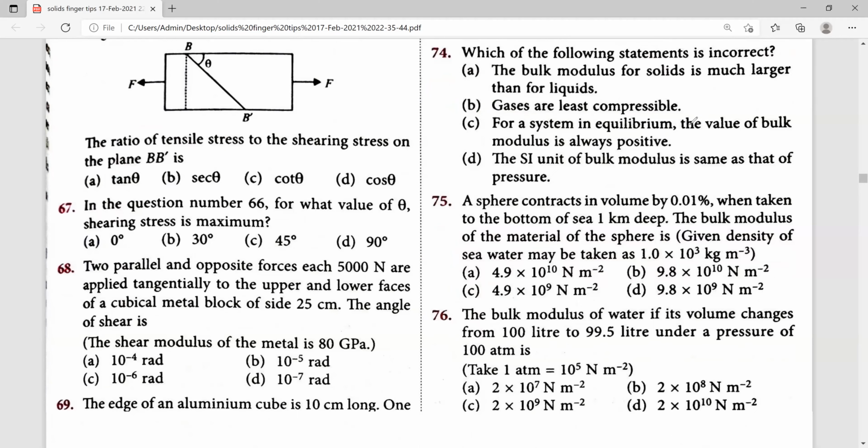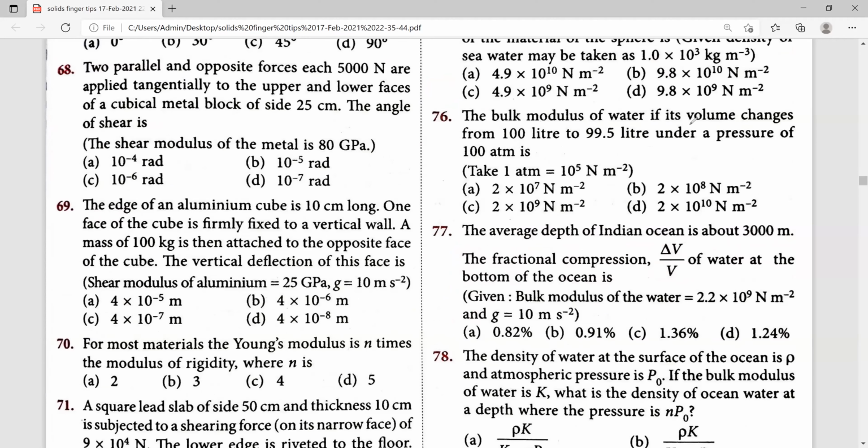Next, 76th one. The bulk modulus of water, if its volume changes from 100 liter to 99.5 liter under a pressure of 100 atmosphere. So among four options, which one is the right answer? We have to choose 76th one.